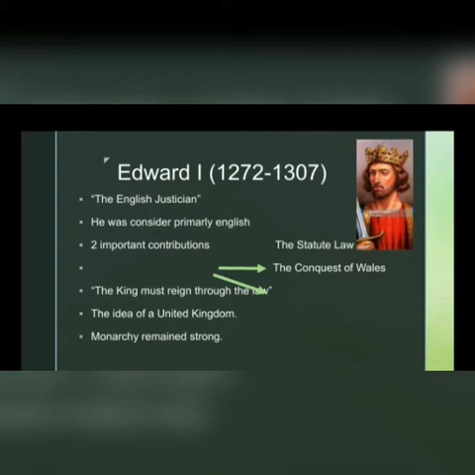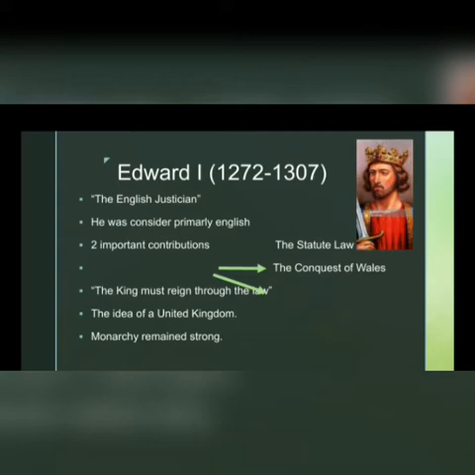He was known as the English Justician because he made some important contributions as regards law and justice in England. He was considered primarily English, and there wasn't an English king since the years of the Anglo-Saxons.